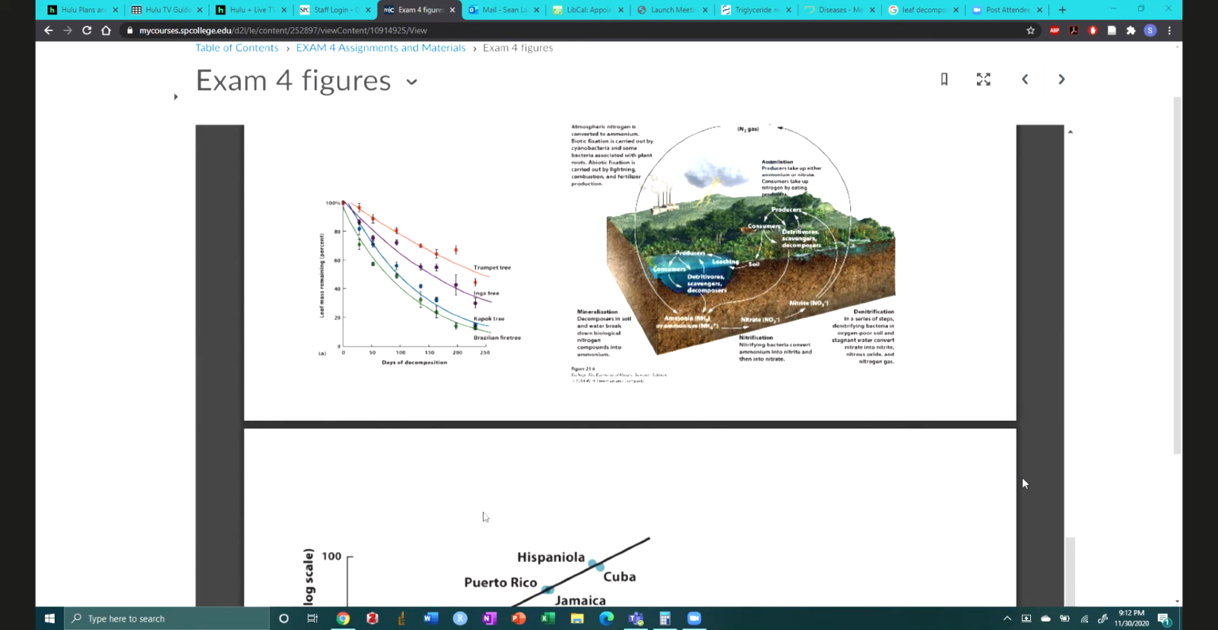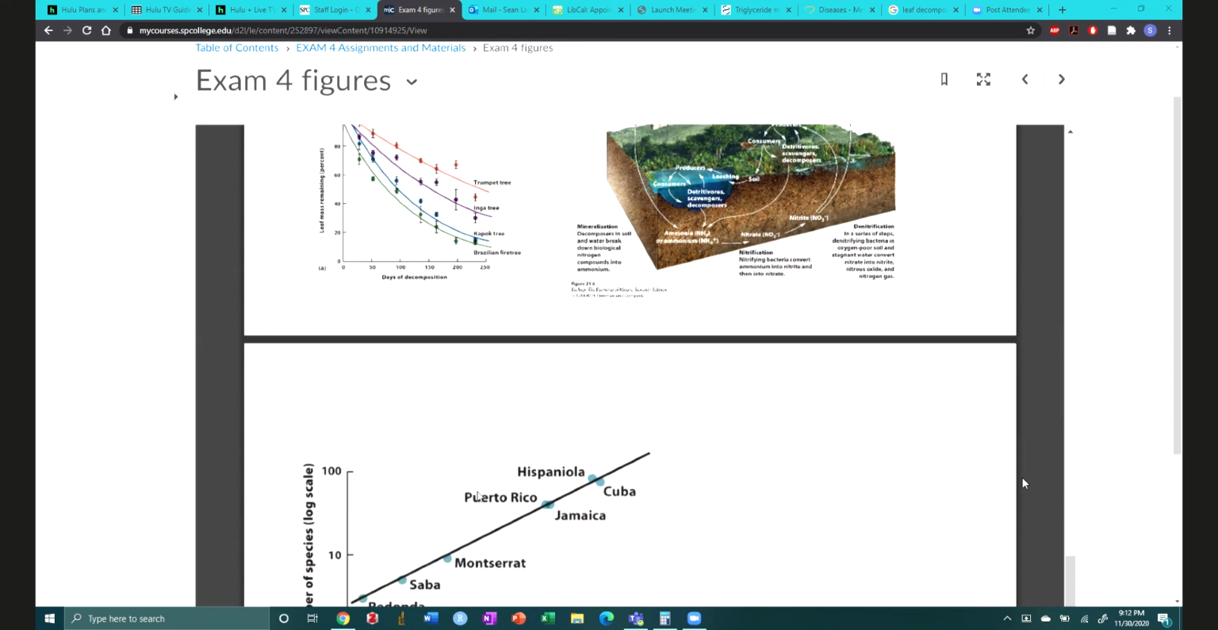So I basically just, if you can write down the figure description for all of these, that's half your points right there.